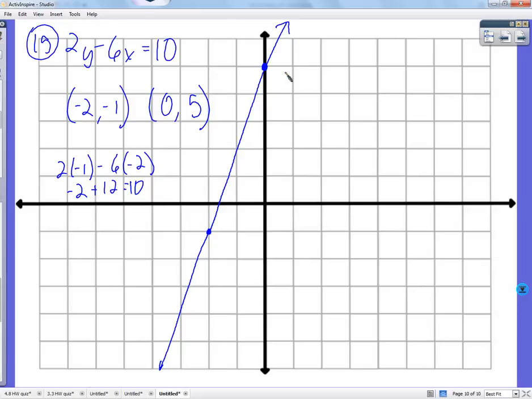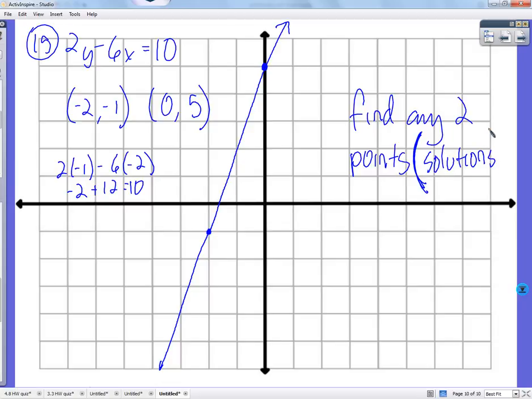So if you want to graph one of these linear equations, find any two points. A point is really, here's the parenthetical statement here, solutions. And connect. Any two points will do. And now that we've drawn the line, we can see it looks like negative 1, positive 2, x is negative 1 and y is 2, looks like that's a solution to follow that pattern.